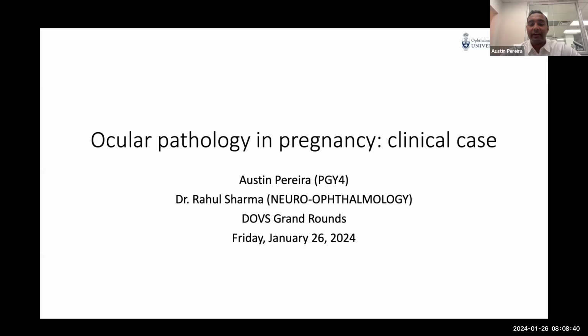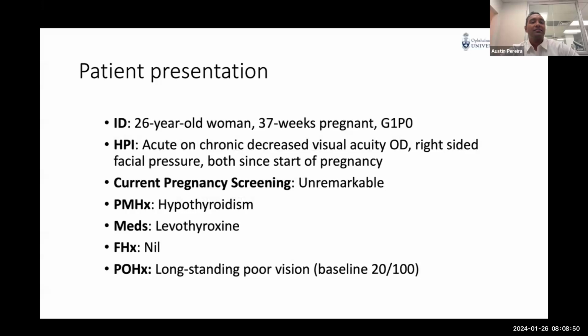I'll be describing a very interesting clinical case that Dr. Sharma had the pleasure of managing last year, and we're just going to keep it as a mystery case to start off. So this patient presented to Dr. Sharma's practice, a 26-year-old woman, 37 weeks pregnant, G1P0, so this is her first pregnancy, noting that she was describing an acute on chronic decreased visual acuity in her right eye. It's been going on ever since the start of her pregnancy. This was also associated with this right-sided facial pressure, which is quite vague in description.